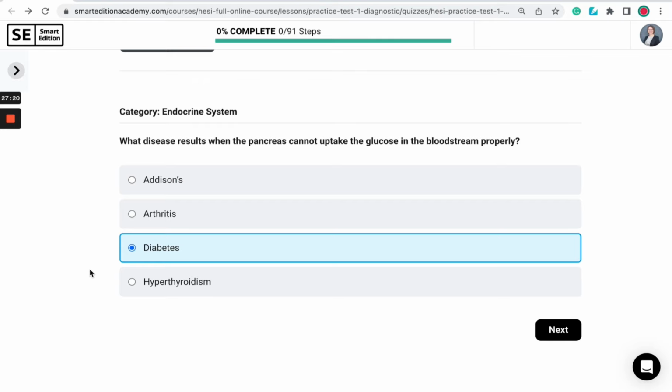Then you have type 2 diabetes. So with type 2 diabetes, your cells are not responding normally to insulin. This is also known as insulin resistance. So your pancreas makes more insulin to try and get the cells to respond, but eventually the pancreas is unable to keep up, causing the blood sugar to rise. So with type 2 diabetes, the pancreas is making the insulin, but eventually the pancreas cannot make enough insulin to keep the blood sugar levels from building up.